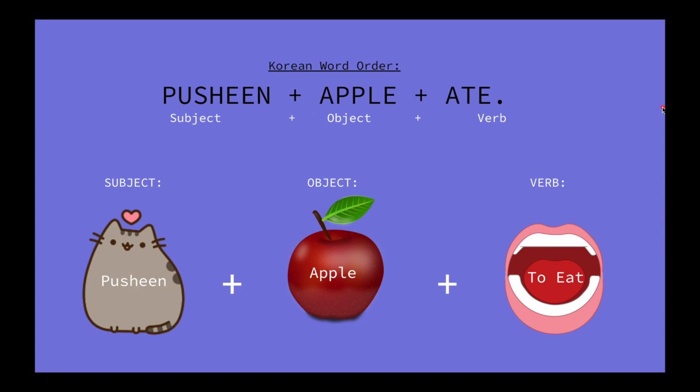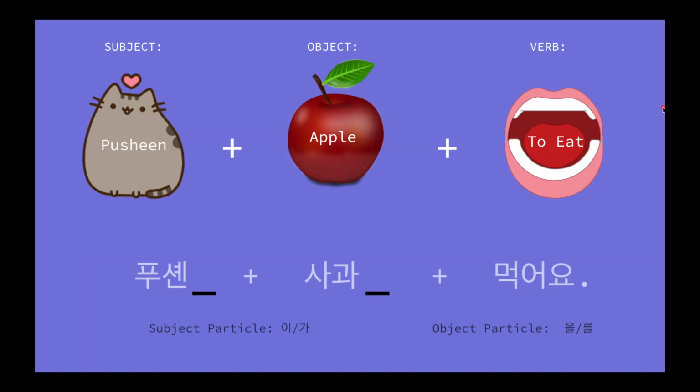The Korean word order is subject, object, verb, and we currently have the sentence in Korean word order. Subject, Pusheen, object, apple, verb, to eat. Pusheen, 사과, 먹어요. But now, to add the next layer, let's also incorporate particles. We'll want to attach the subject particle to the subject of the sentence and the object particle to the object of the sentence. Go ahead and pause and fill in the blanks. Okay, here are the answers. It's 푸신이 사과를 먹어요.